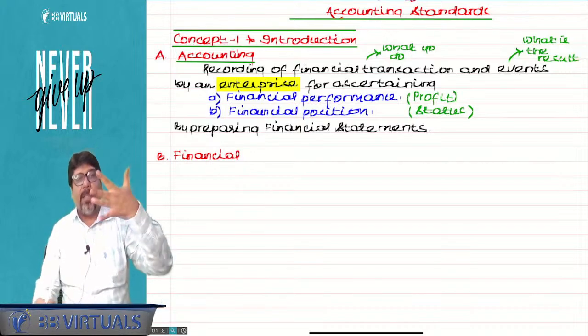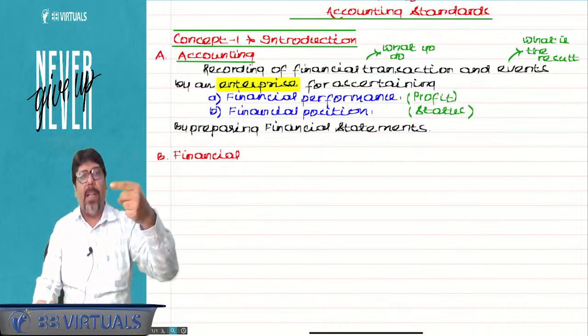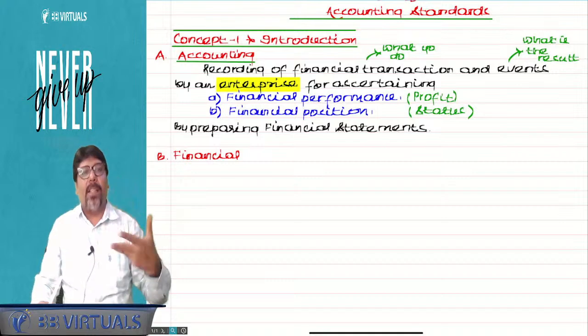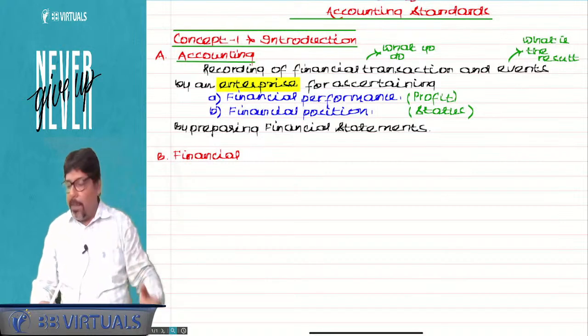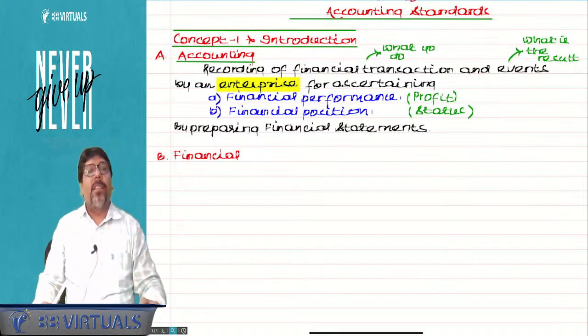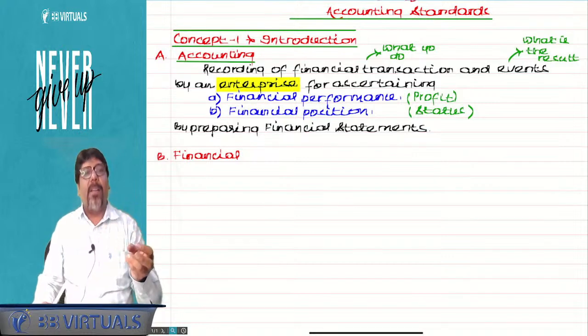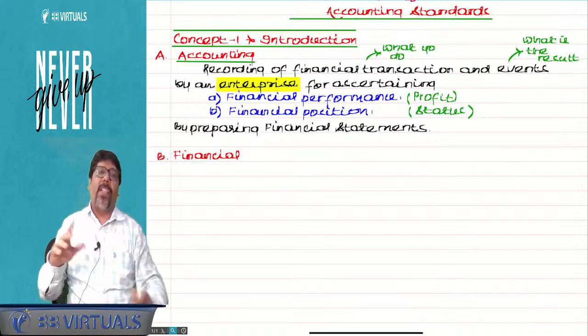How many financial statements are there? Five. One is P&L, one is balance sheet. Third is what? Bolo Chandu, what is the third one? Third one is cash flow statement. Fourth one is notes to accounts. Fifth one is statement showing changes in equity.